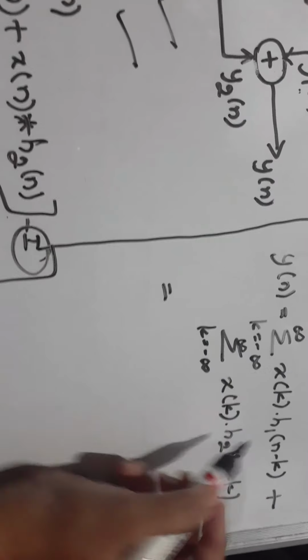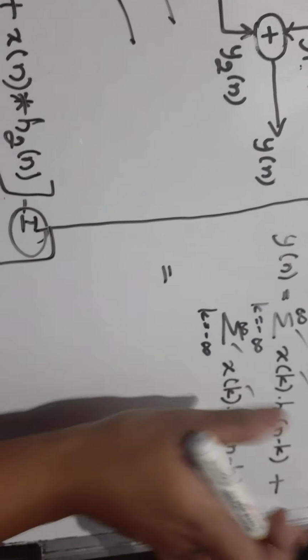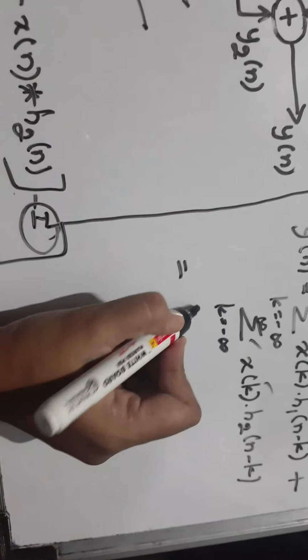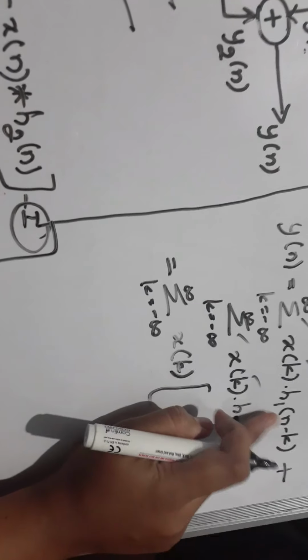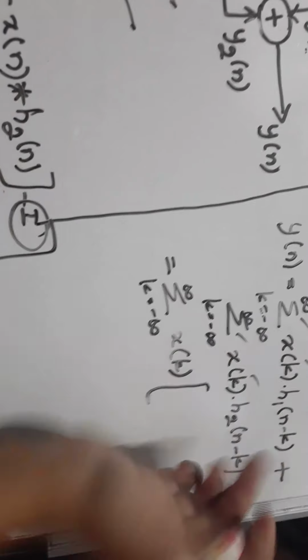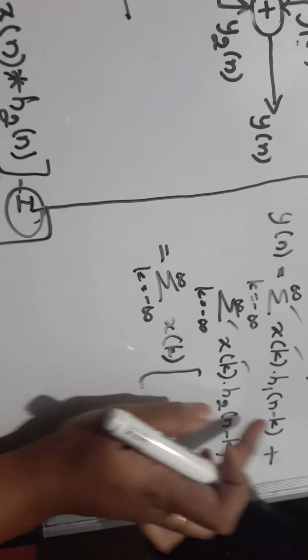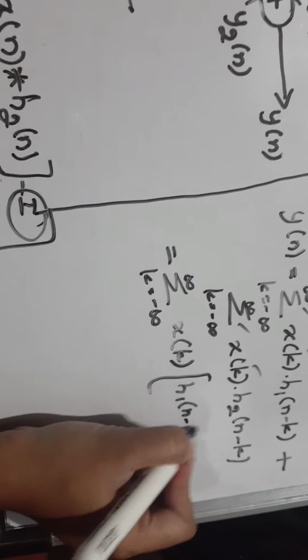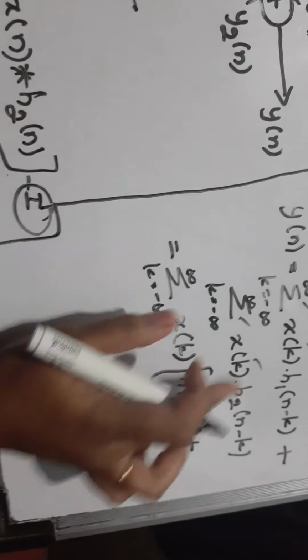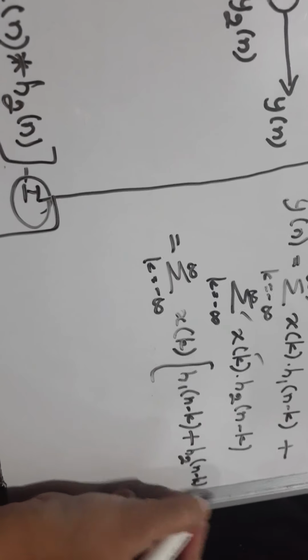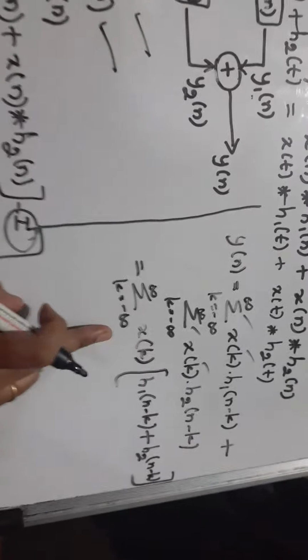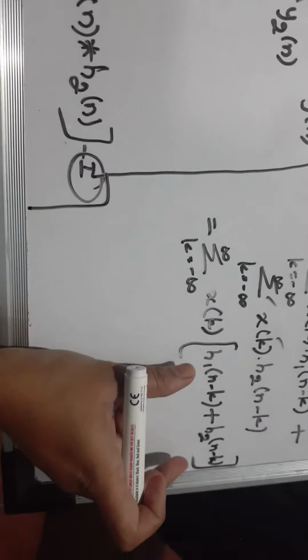After this, what all rearrangements can we do? Summation and x of k, in both the terms we can take common. Take that minus to plus infinity x of k, it is common. What is remaining in the first bracket? In the first term these two are common, h1 of n minus k, plus in the second these two are common, h2 of n minus k. So if you take summation and x common, you are remaining with this.